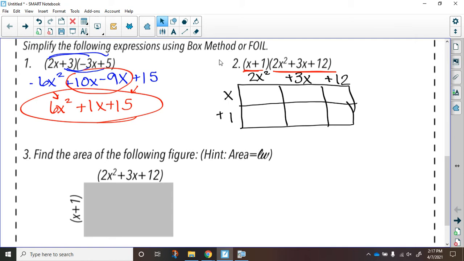So for the first one, I have 2x squared times 1x, which gives us 2x cubed. Then I take my x and multiply by 3x to get 3x squared. x times 12 gives us 12x. Okay, then I'm going to take my positive 1 and multiply it. And all I really have to do is kind of copy it down.